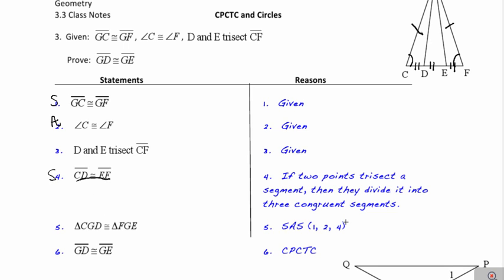So then you would have enough information to prove the triangles congruent by SAS. And then GD is congruent to GE by CPCTC. Notice that GD and GE are corresponding sides in the triangles. So that step comes right after proving the 2 triangles congruent.